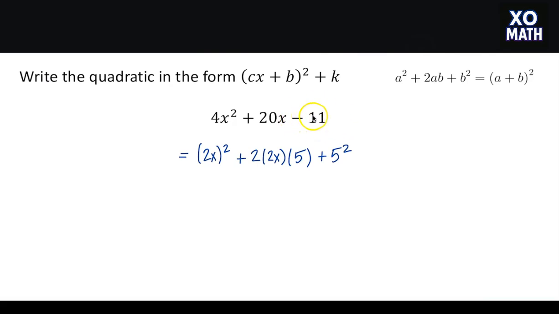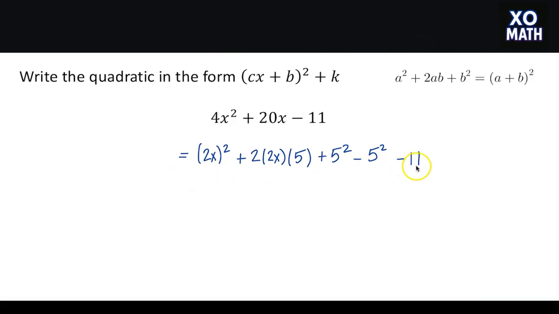So what we could do is we could just throw that minus 11 in the back. So this is still not equivalent to the previous expression. We threw that minus 11 in the back, but we randomly added 5 squared, or we added 25. So we also need to subtract 5 squared, or basically subtract 25.